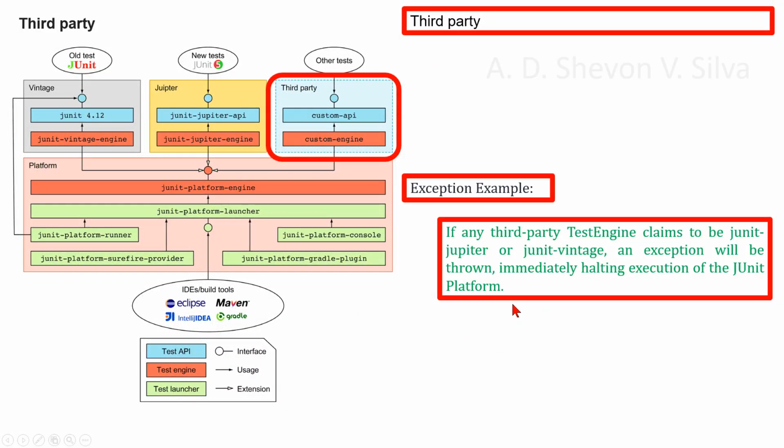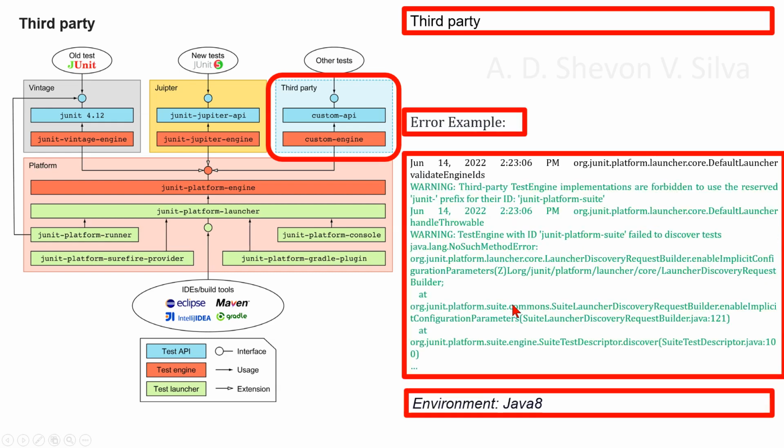If any third party test engine claims to be JUnit Jupiter or JUnit Vintage, an exception will be thrown immediately, halting execution of the JUnit platform. As an error example, we can consider this occurred in the environment with Java 8.